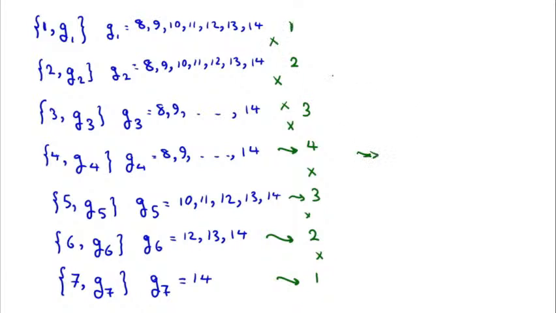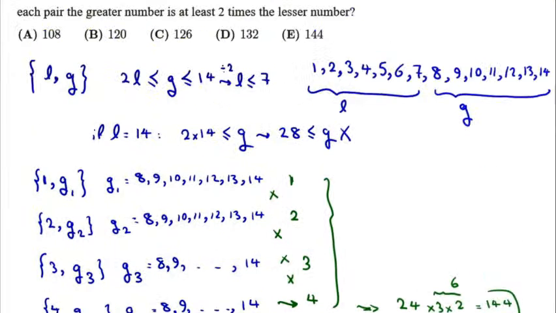So if we calculate, 1 to 4 is 4 factorial, which is 24. 2 times 3, 6. 6 times 4, 24. 24 times 3 times 2. 3 times 2 is 6. 6 times 24 is 144. So the answer is 144.